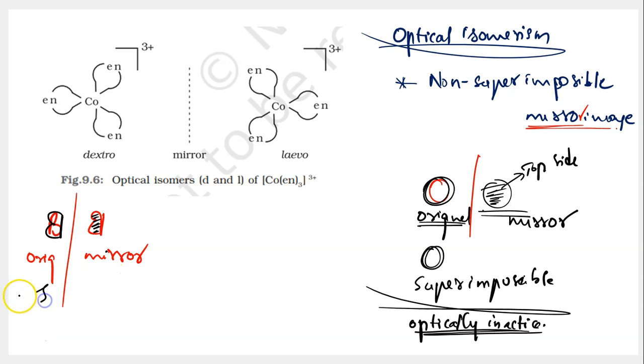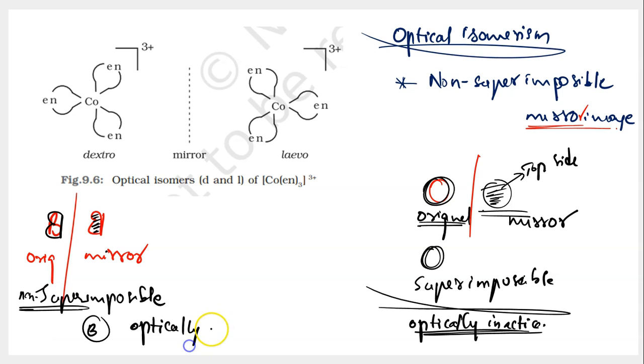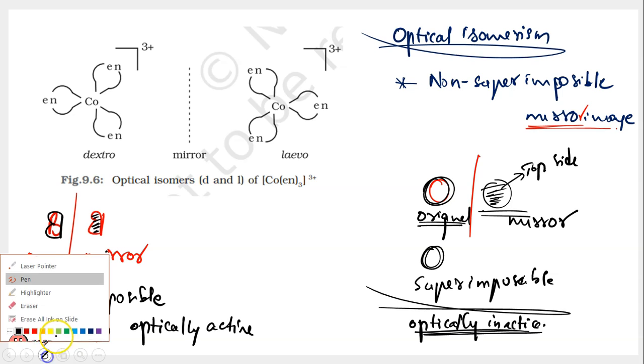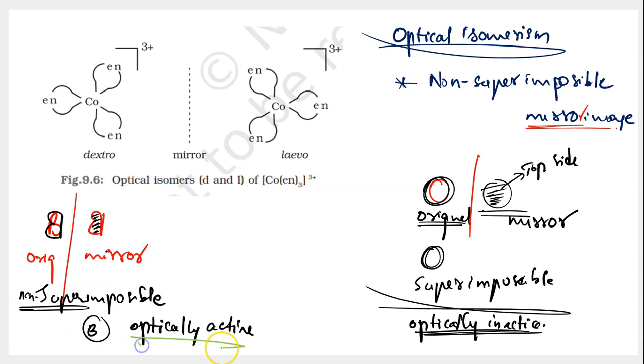So this condition is called non-superimposability, and these structures are called non-superimposable structures. The alphabet B produces a non-superimposable mirror image. And that's why the alphabet B is optically active. It is optically active, so it is involved in optical isomerism. This optical isomerism that you see here produces optical isomers.